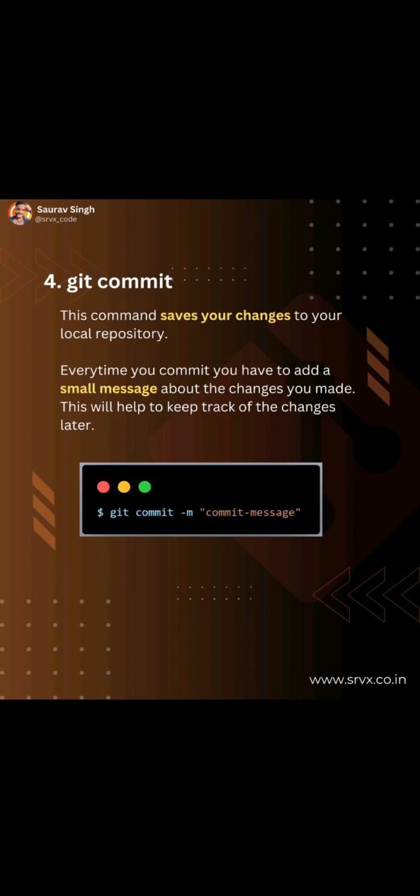So git commit is a very important command. This command saves your changes to your local repository. Every time you commit, you have to add a small message. So with the commit command, you use hyphen m to add a message. The command is git commit hyphen m, where m means message, and then your message in double quotes. Suppose that you have done a functionality like send OTP.